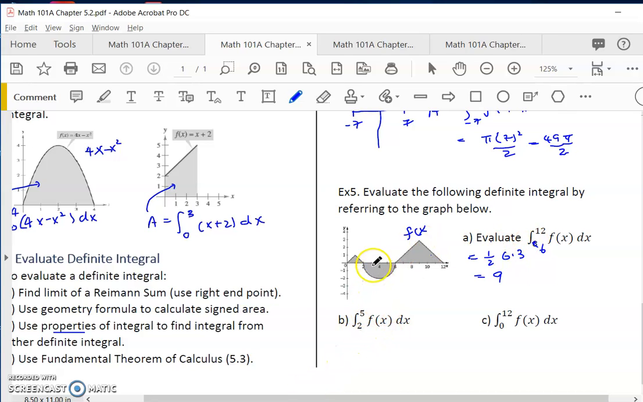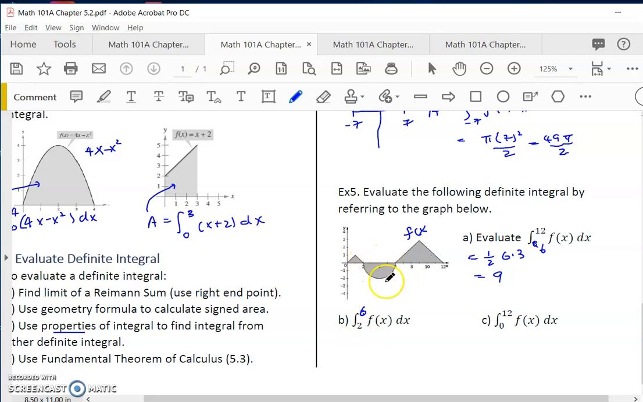I need to change this. 2 to 5. What? 2, 4, 5? No, that's also not very good. 2 to 6. It should be 2 to 6, because it is not possible to do a geometric formula otherwise, right?